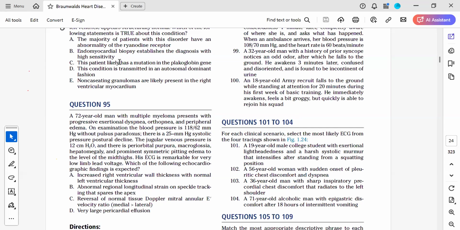And 103, a 36-year-old man with sharp inspiratory precordial chest discomfort that radiates to the left shoulder. So usually the pain of acute pericarditis is described as a central chest pain that is worse on lying supine and relieved by leaning forward. But occasionally you can have the pain also radiating to the left shoulder. So in the 36-year-old man here, they didn't give any atherosclerotic cardiovascular risk factors to suggest that this could be an acute coronary syndrome.